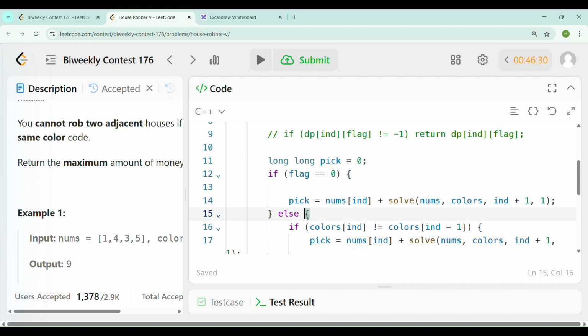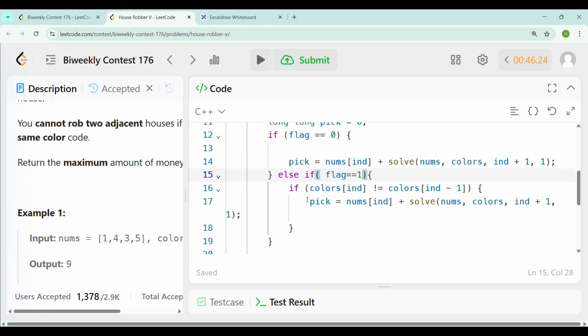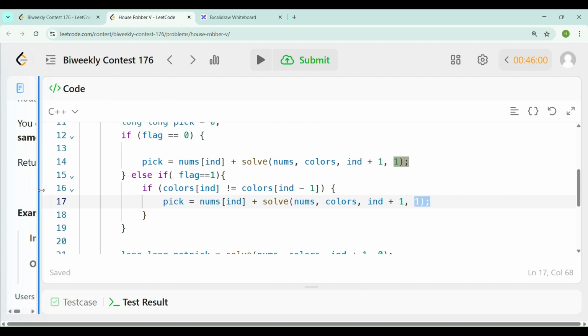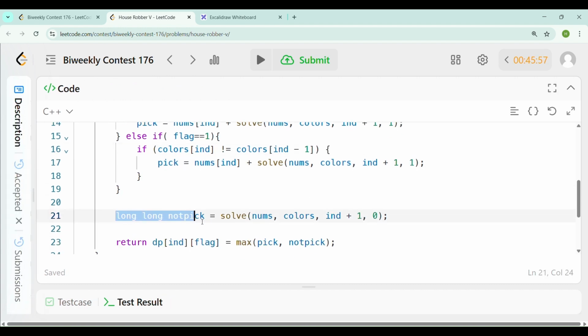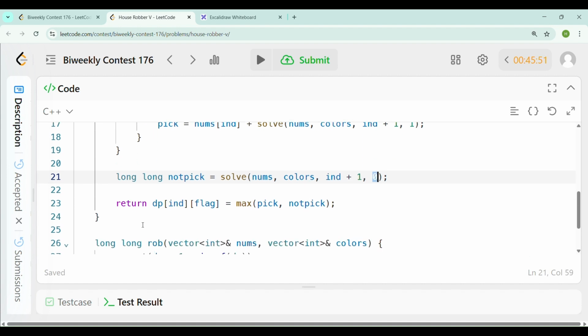And else if my flag is equal to 1, it means you have picked the last element. That's it. So if color[index] is not equal to color[index-1], meaning the color of index is not equal to the previous index color, then you can again pick the element, right? And if you pick the element, flag will be 1, right? I hope this is making sense to you. And you always had the opportunity to not pick, and if you don't pick the element, you will go to index plus 1 with a flag value of 0, right? And simply you will return the max of pick comma not pick, right?